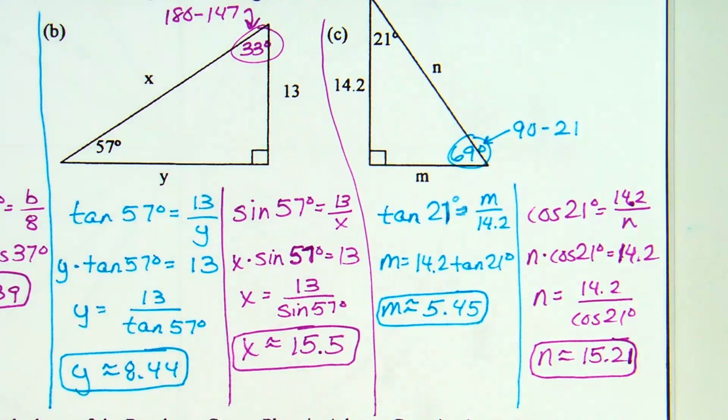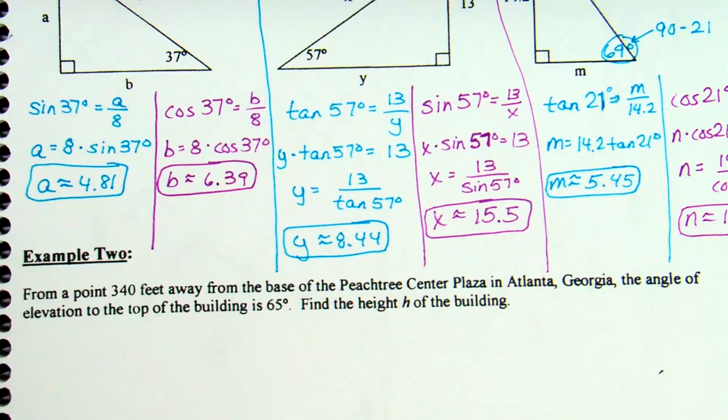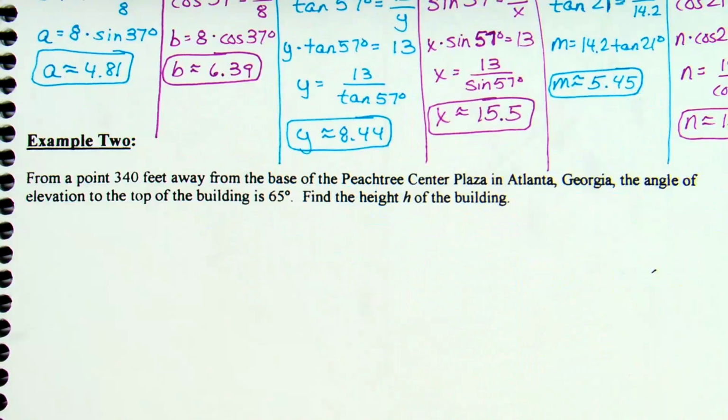Now, word problems, guys. This is going to be huge. You've got to be able to do the word problems as we go through the trig stuff. From a point 340 feet away from the base of the Peachtree Center Plaza in Atlanta, Georgia, the angle of elevation to the top of the building is 65 degrees. Find the height h of the building. Draw it. Definitely draw it. What shape am I going to be drawing? A triangle is what it ends up to be.